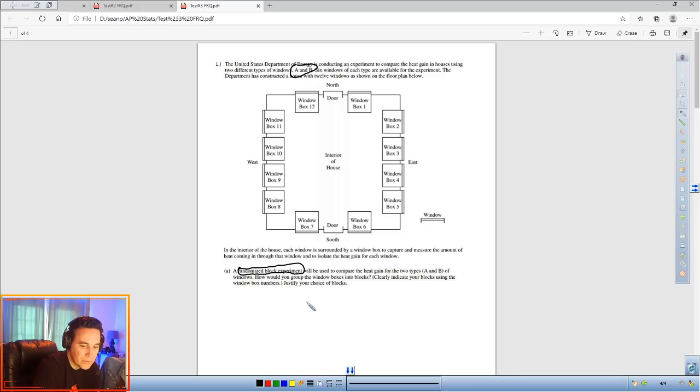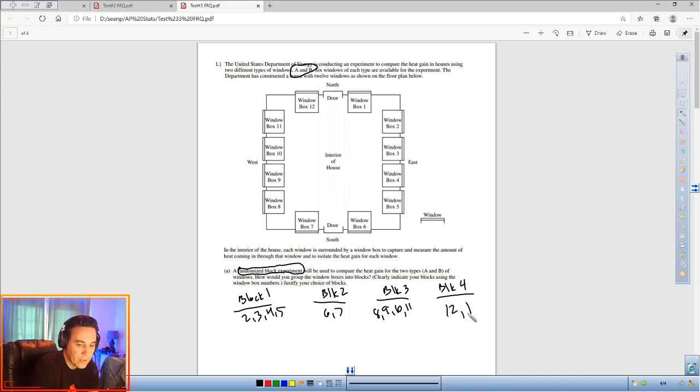Remember, the right answer on this was the best thing to do was to separate into your different directions. So block 1, I would have put like 2, 3, 4, 5, all the east window boxes. Block 2, I would have put like 6 and 7, the south. Block 3, I would have put like 8, 9, 10, 11. And block 4, I would have put like 12 and 1, the north blocks.